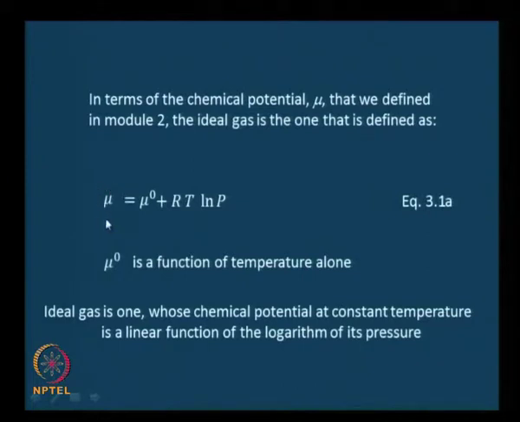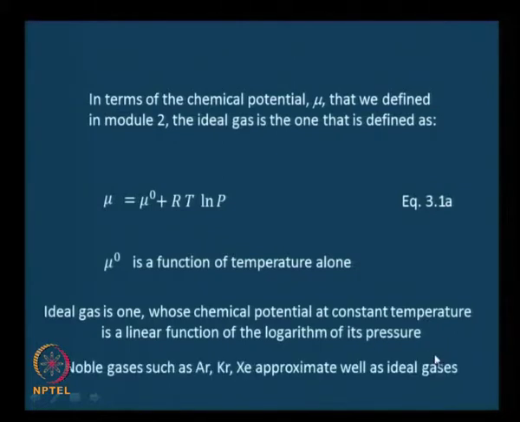This can be considered of the form y equals mx plus c, straight line equation. Therefore, if you plot y, which is mu here, versus ln P, which is x here, then you should get a straight line with this as the intercept. Therefore, the ideal gas is one whose chemical potential at constant temperature is a linear function of the logarithm, the natural logarithm, or whatever logarithm that one takes of its pressure.